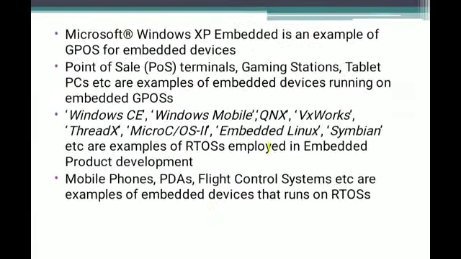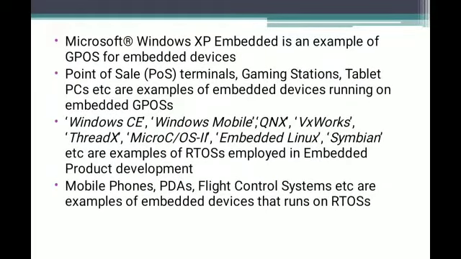Okay. So Microsoft Windows XP Embedded is an example of a general purpose OS for embedded devices. Point of sale POS terminals, gaming stations, tablet PCs, etc. are examples of embedded devices running on an embedded general purpose OS. Windows CE, Windows Mobile, QNX.